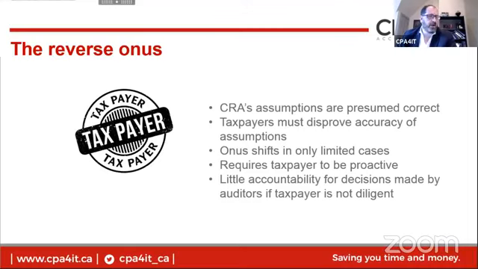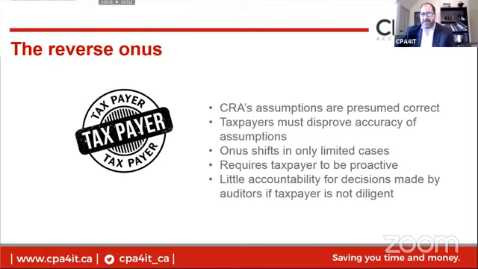If you do have any questions, please feel free to post them along the way. So I'm already on to the reverse onus here. The reverse onus basically means that you have to prove that the information you provided is accurate. Unfortunately, it's sort of the opposite of the court system, where you're innocent until proven guilty. You are guilty until proven innocent when it comes to the audit process.